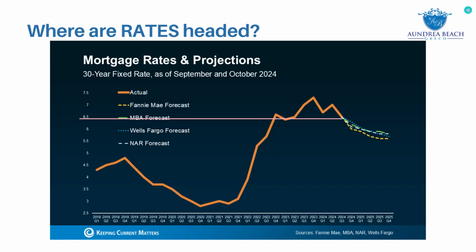Now, where are rates headed? Here's a chart. We're in 2024 at the moment, and Fannie Mae and MBA and NAR all predict interest rates in 2025 to go down. So right now we're in the 6.5 range, we'll call it, and they're all thinking that in 2025 rates are going to go between 5.5 and 6. Of course, as we've just discussed, rates are based upon a lot of things. So we've got to wait and see what happens with inflation and the economy and the job market to see where rates are going to go in 2025.